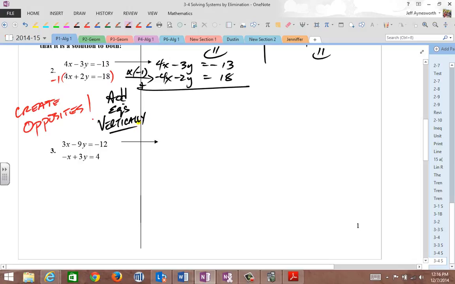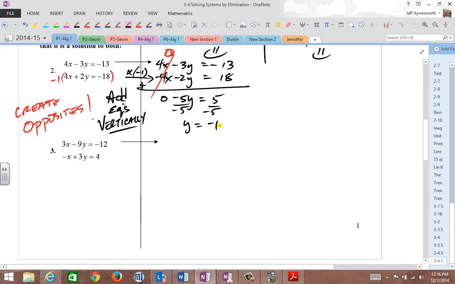Okay, that's all you do. Okay, and so 4x plus a negative 4x cancels to 0. You can put a 0 there if you like. Negative 3y and a minus 2y is a negative 5y. And negative 13 plus 18 is 18 minus 13, which is 5. So divide by negative 5, all right, and y is equal to negative 1.